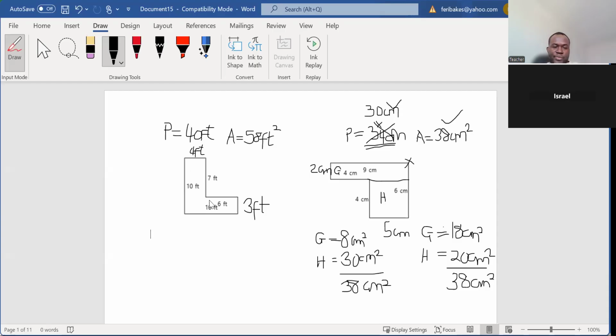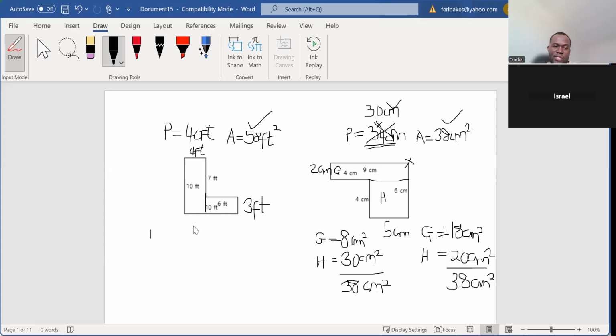Okay, so let me just cut it this way. If I cut it that way, the area of this part is 10 times 4, which is 40. And then 6 times 3 is 18. So 40 plus 18 is 58 feet squared, correct.